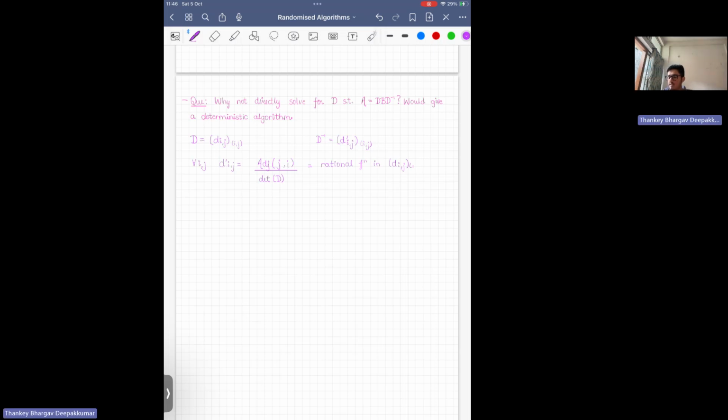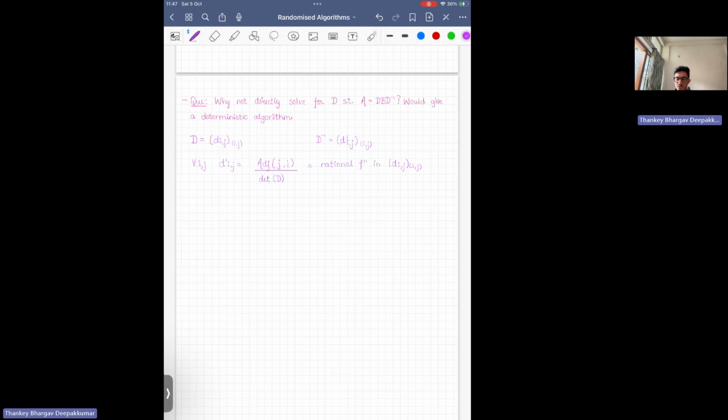Yeah, so now that we have d prime ij, why not just plug in d prime ij over here and solve the system? Okay, the issue is the following. When we did AD equals DB, our system of equations was linear, and we know how to efficiently compute a solution of a system of linear equations using Gaussian elimination. But we do not know how to solve a system of rational equations.